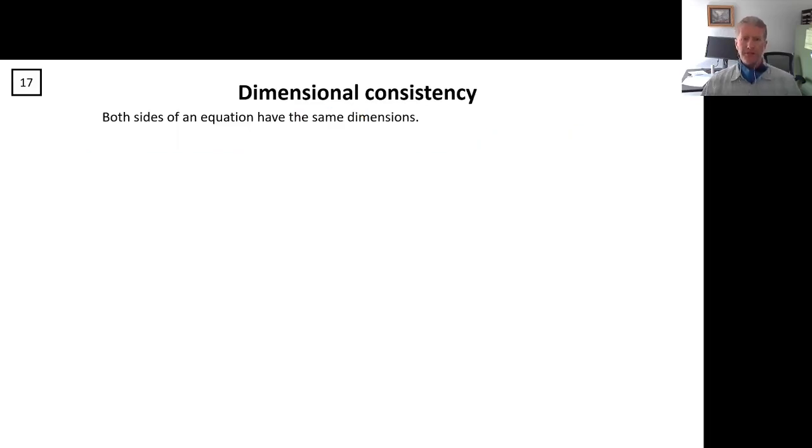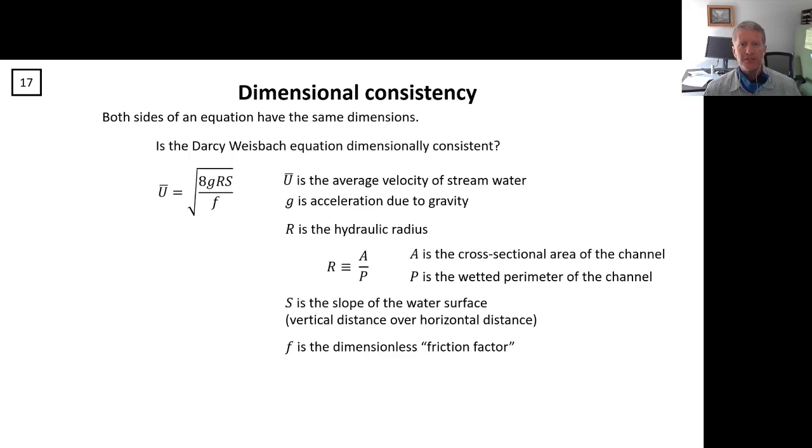Okay, so most of the homework is asking you questions about dimensional consistency. And we talked about this briefly. Dimensional consistency is the idea that both sides of an equation have the same dimensions. An equation that has that property is dimensionally consistent. And I'm going to ask you a bunch of questions about whether some equations that we use in environmental science are dimensionally consistent or not.